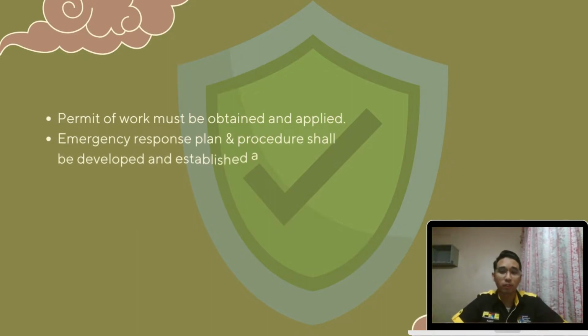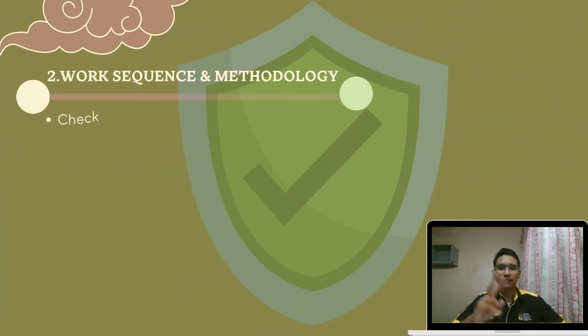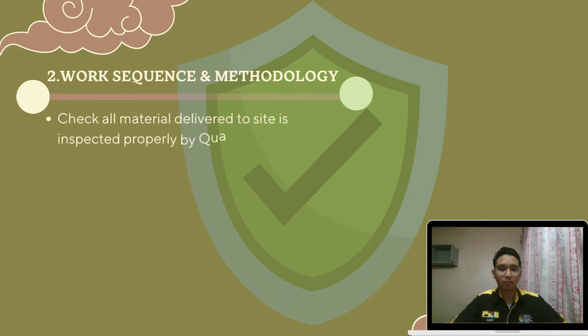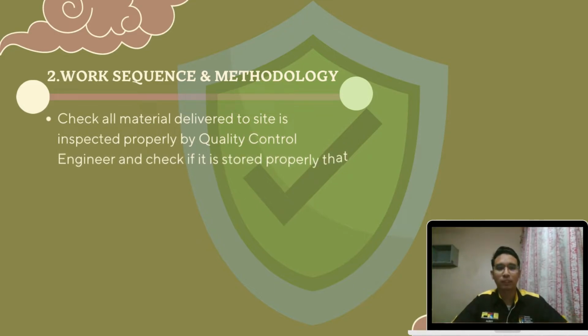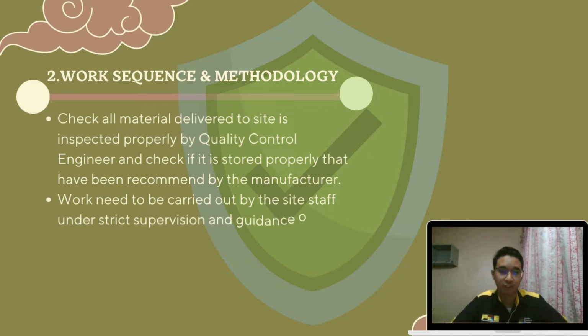Lastly, an emergency response plan procedure must be developed and established at the work site. Then, second, work sequence and methodology. For the work sequence and methodology, the quality control engineer must inspect all the materials that have been delivered to the site and check if they are stored properly, as recommended by the manufacturer.